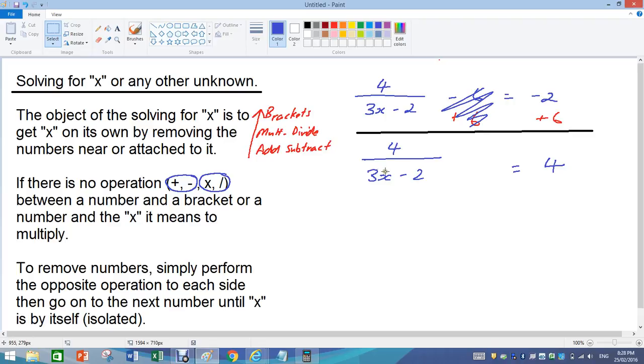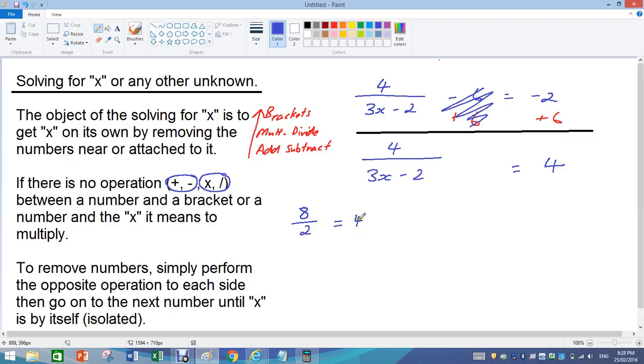Now, you can't solve it if the x is on the bottom. Well, you can, but it just makes it much more complicated. If we swap this out with this answer, then x won't be on the bottom anymore. So I'll just illustrate what I mean. You're allowed to swap things out because check this out. 8 divided by 2 equals 4.